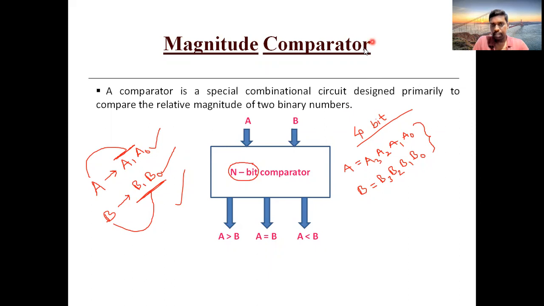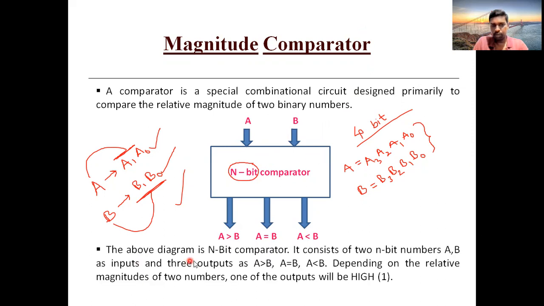Now remember, this is a very important point: for each and every comparison, one among these 3 outputs will be high and the remaining 2 will be 0. That is very, very important.